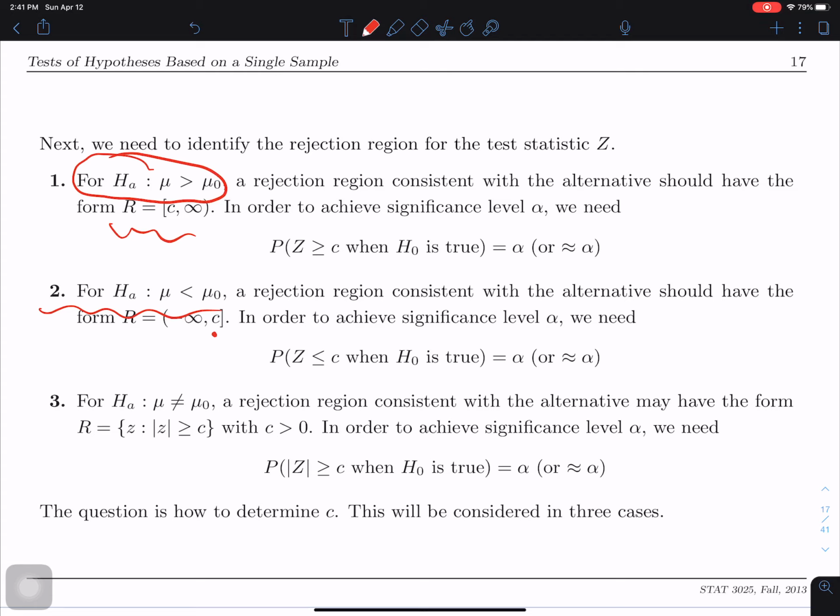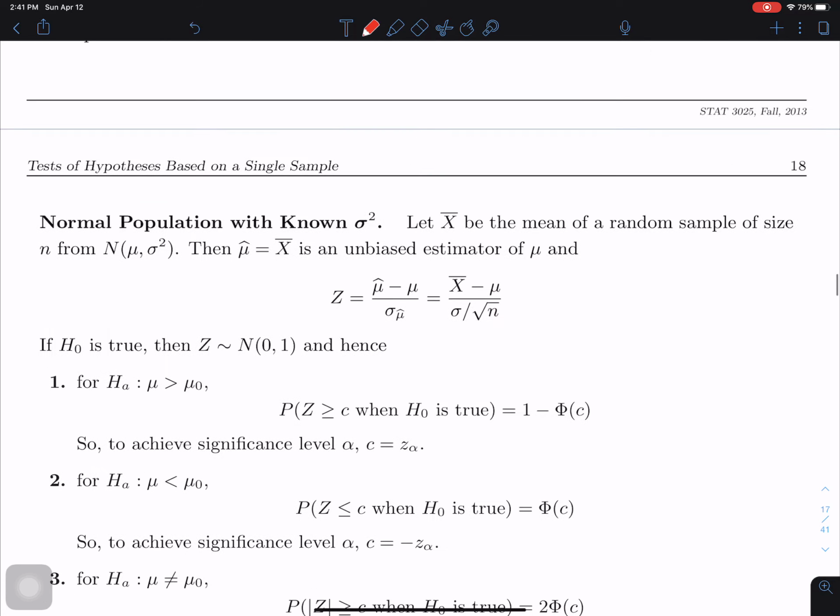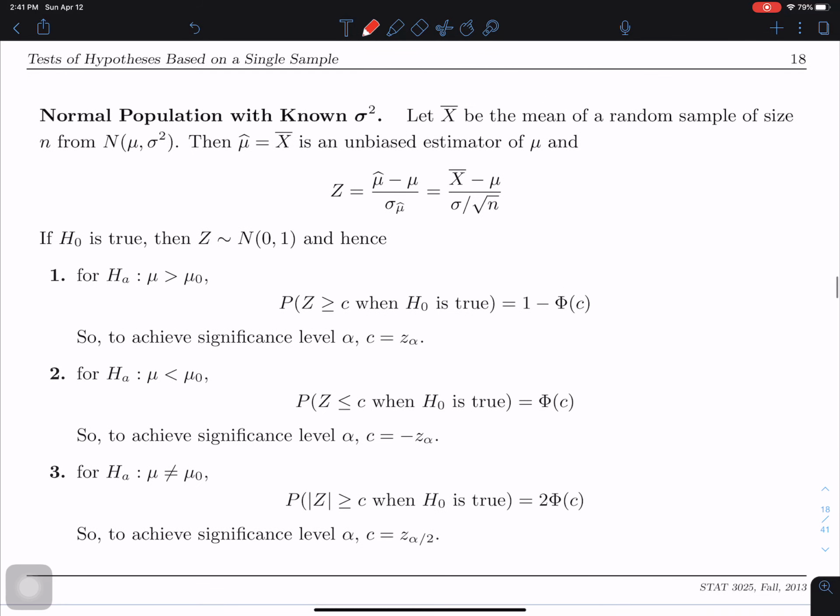And the third type of alternative hypothesis is mu not equal to mu 0. That is to say, when the absolute value of my observed value is greater than something, then we say that mu is not true, or we say that mu is not mu 0. So here we look at some concrete example.